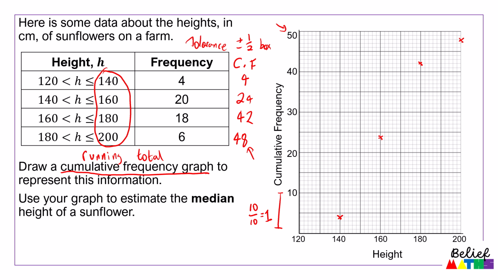Now to figure out where our graph starts on our bottom axis, we're always going to look at this first number here, this 120. So we're going to go down to our 120. That's where our graph is going to start. Now what we're going to do is join these dots using a smooth freehand curve. So we're going to draw this nice and carefully. Take your time with this.